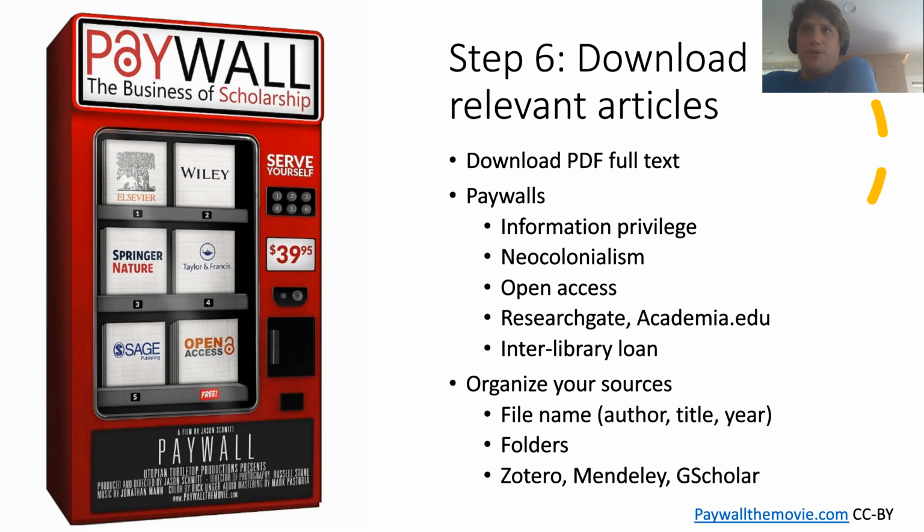The most important thing that people hit when they are trying to download articles is the paywall. And so the paywall is a source of information privilege. It is a source of inequity in access to information. It is, from a human rights perspective, not so great that most of our social scientific information costs a lot of money in order to access.